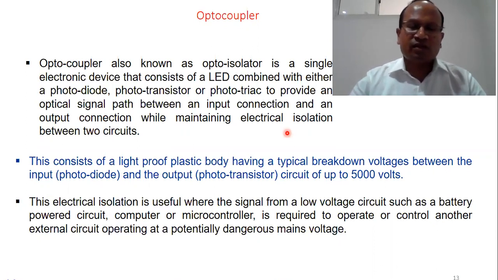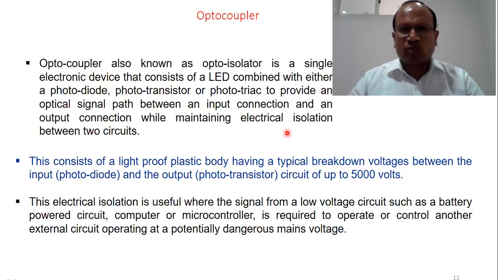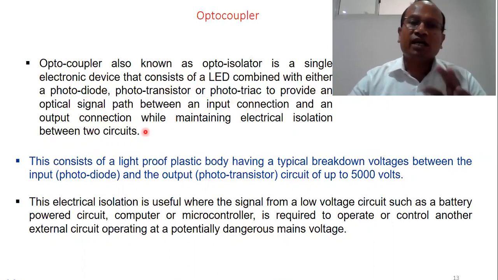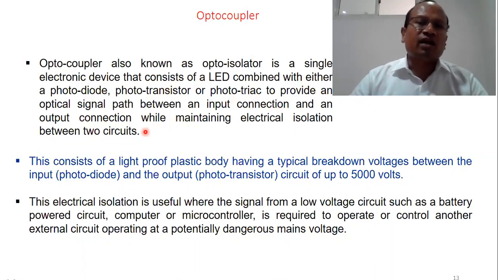Now the LED is used in numerous applications for indicators, to generate light signals. But there is one more application, which is called an optocoupler. Optocoupler, also known as an opto-isolator, is a single electronic device that has an LED and either a photodiode or phototransistor, and this provides an optical signal path between an input connection and an output connection, maintaining electrical isolation.